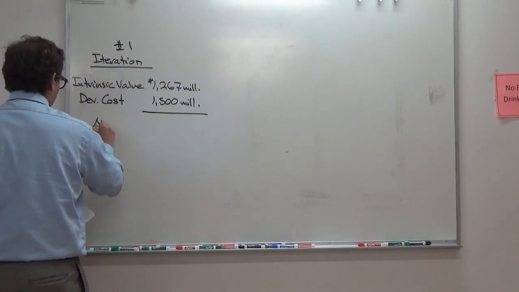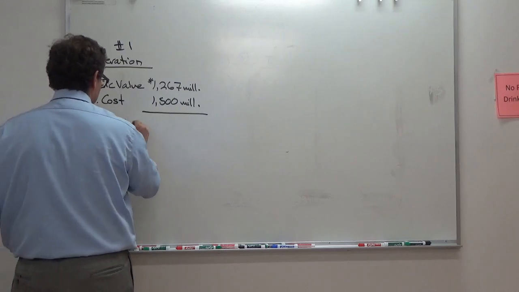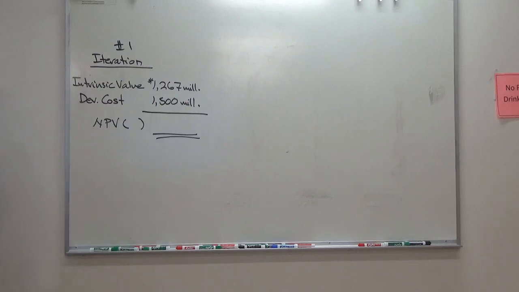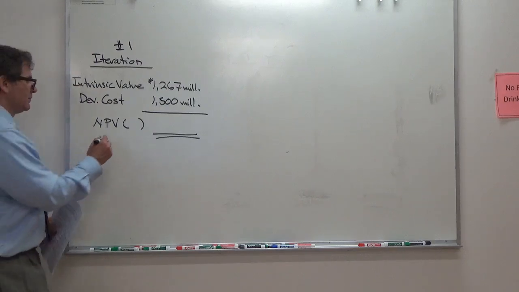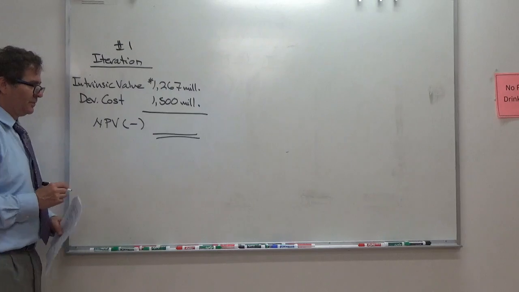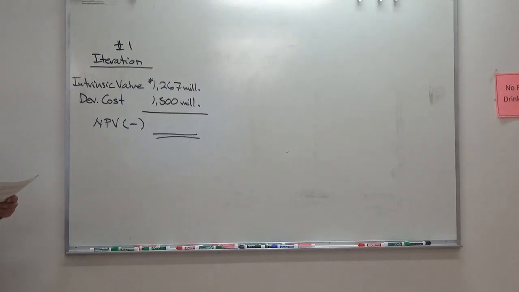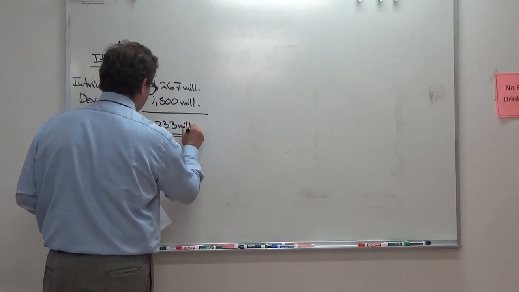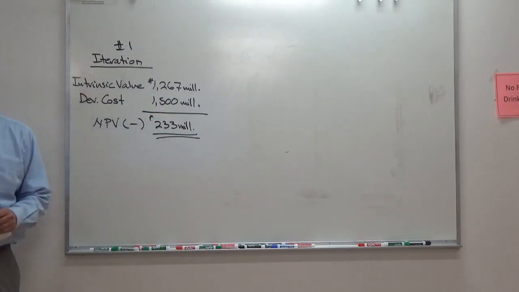And what's our net present value? What's our NPV? 962 million? No, that's present. Next. 233 million. Is that right? You guys checking these numbers?